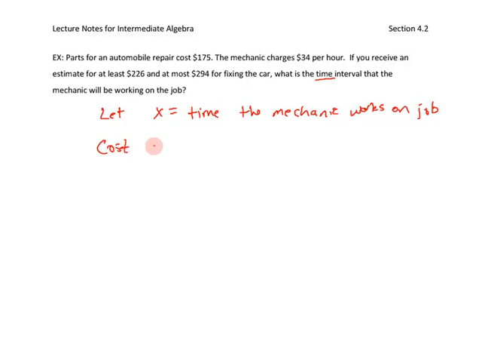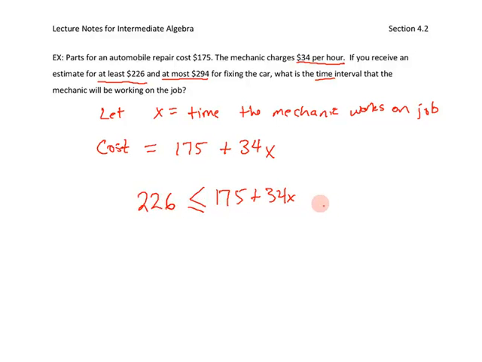Now we can also set up the cost, because the cost is going to be in terms of the $175 for the parts plus $34 per hour, right? Per meaning time, so plus 34 times your amount of time that he works. And here's what we know, is that the cost is at least $226 and at most $294, which means the cost, which is 175 plus 34x, is between, meaning bigger than or equal to 226, but less than or equal to 294, right? That's the symbols we used for at least and for at most.